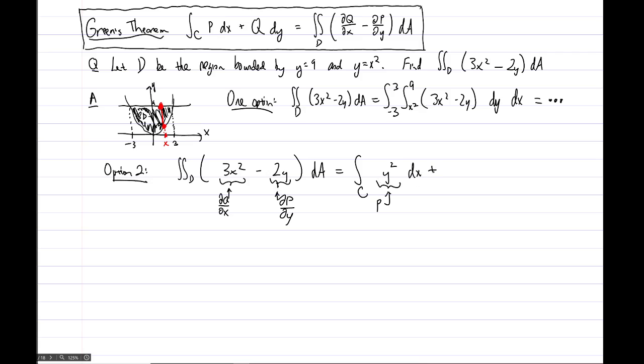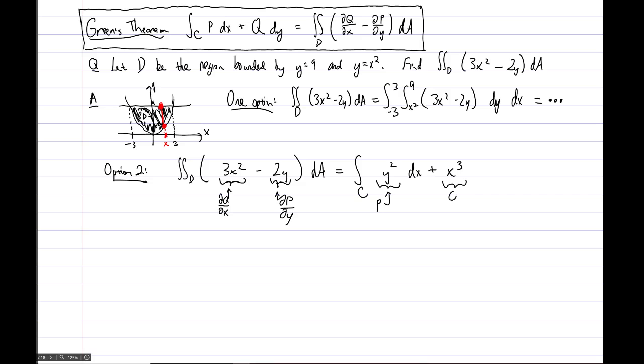Plus, we have Q dy. If this 3x squared is what you get after differentiating Q with respect to x, then it should be clear that Q has to be x cubed.